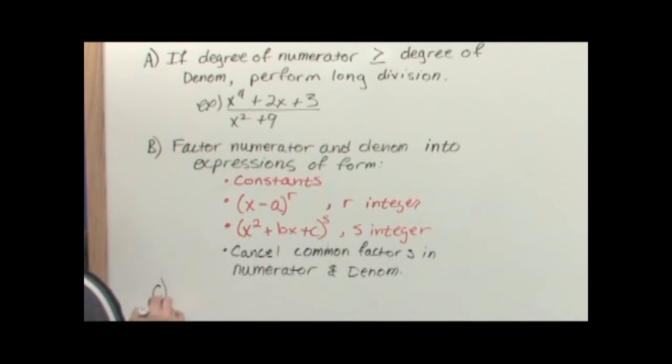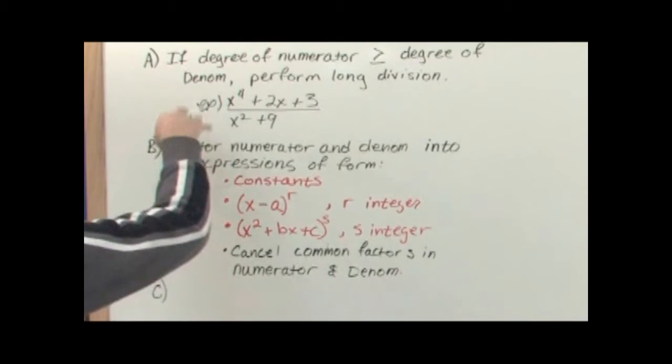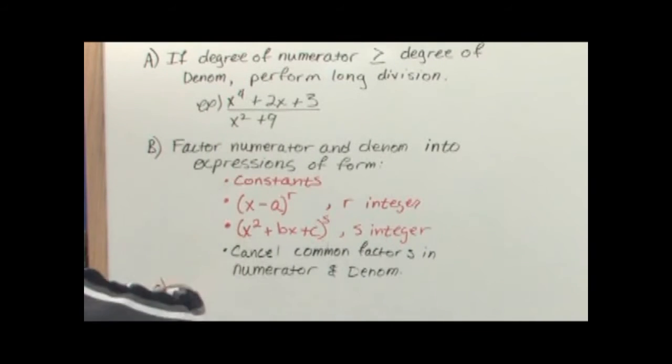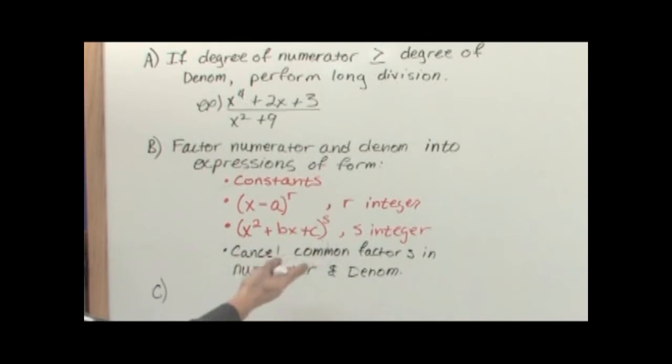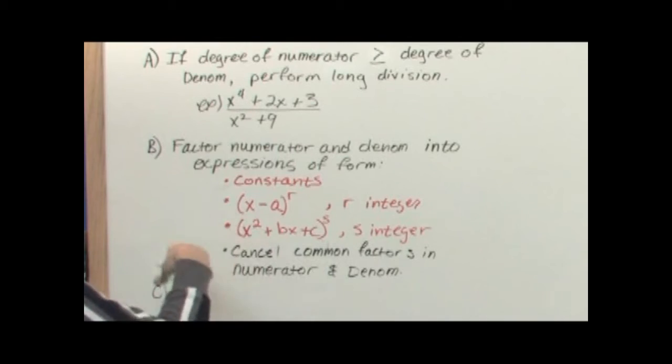Okay, so review the steps. If the degree of the top is greater than the bottom, you do long division. Most of the time it won't be. So A usually isn't applicable anyway. You get to B, you factor the top, you factor the bottom. I'm just giving you the legal forms that you try to factor them into. You cancel the common factors in the top and the bottom. Okay, now the next part is also very, very, very important.